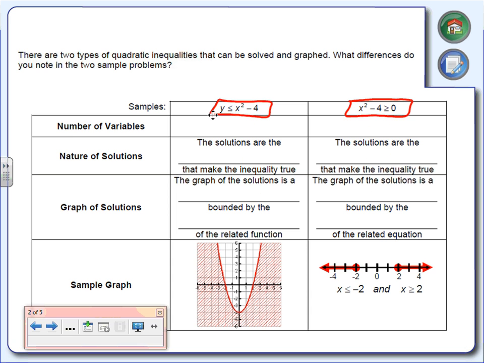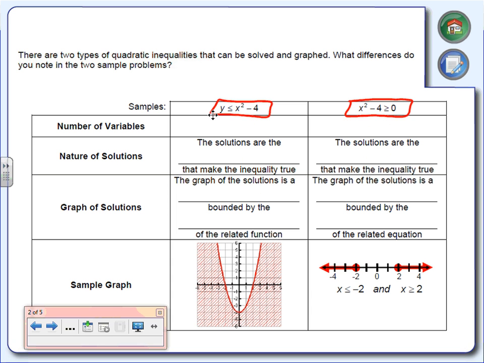So up at the top there, I need you to write down for me: one has a y, the other has a 0. Right up here at the top. Is that going to make a big difference? Oh yeah, it is.